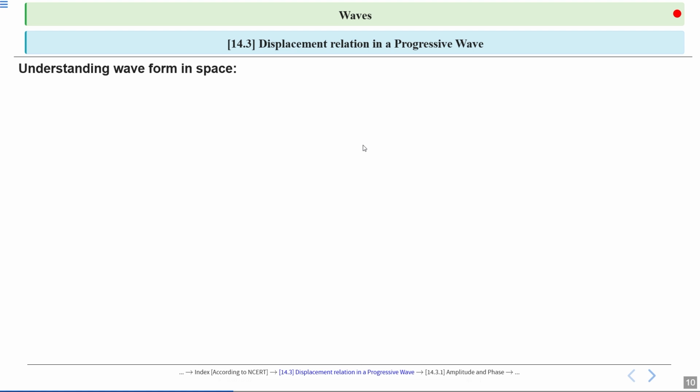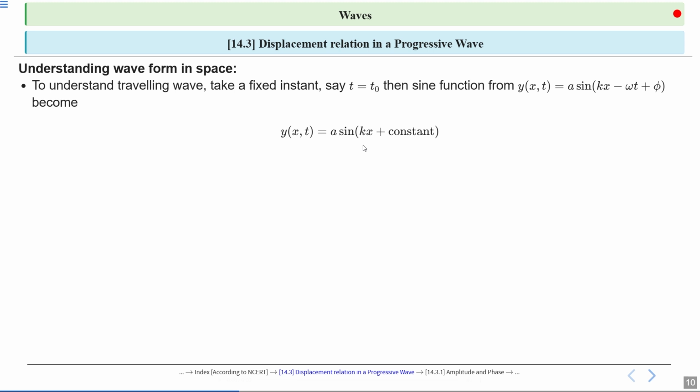Now let's understand how a wave looks in space. We are going to focus on the shape of a traveling wave at a specific moment in time. So now let's take a fixed instant in time, say t equal to t naught. At this moment, the wave equation y(x,t) is equal to A sin(kx minus omega t plus phi) becomes y(x,t) is equal to A sin(kx plus constant). Clear? So the equation becomes this one.